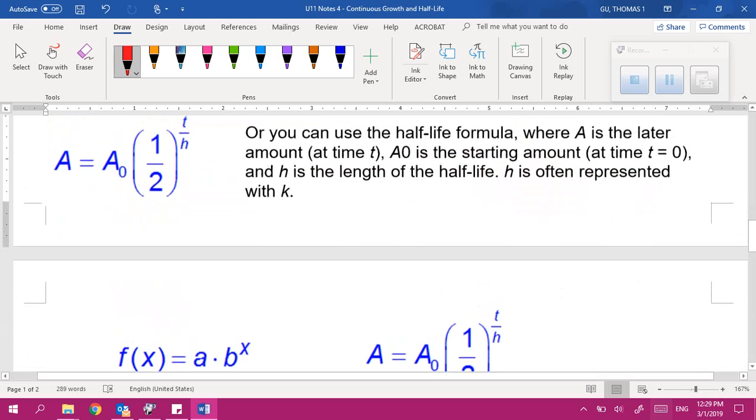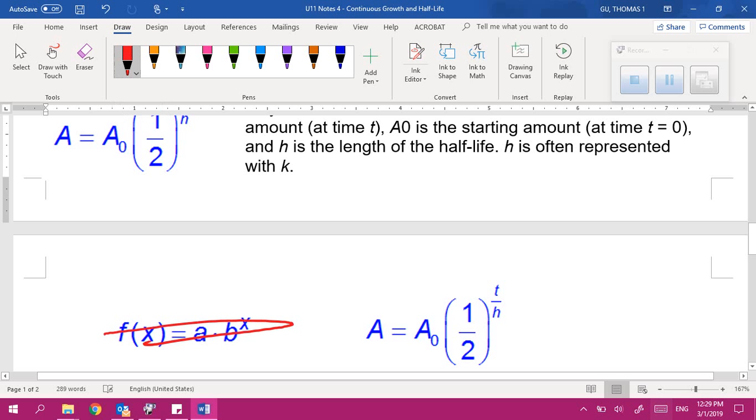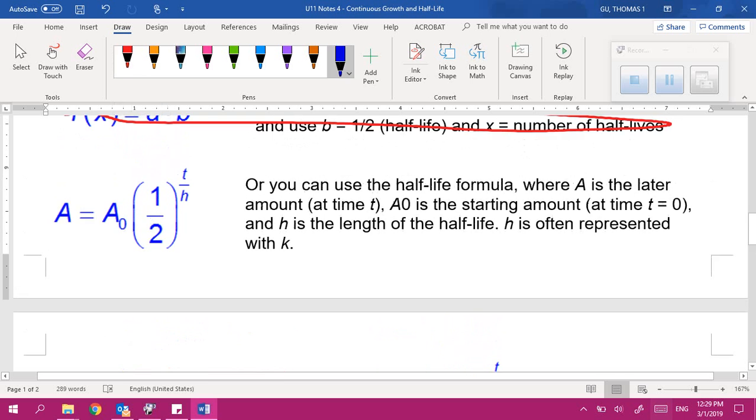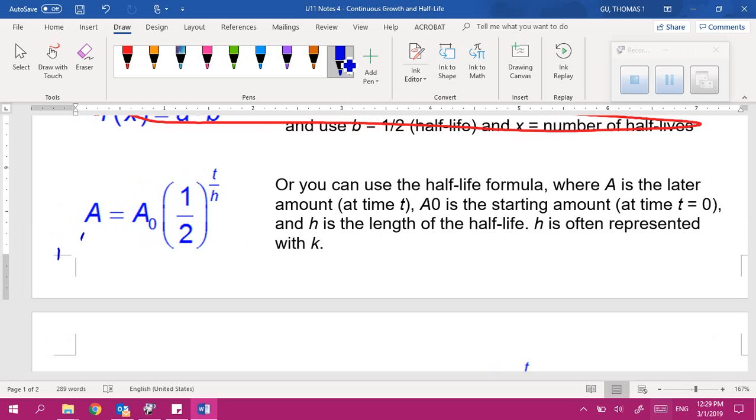So what we do need to do is define the variables, okay? So big A, what do you think that means? It's the same thing as last time. Final amount. So we don't use the first one. Right, because you can always use the second one. First one you can't always use.